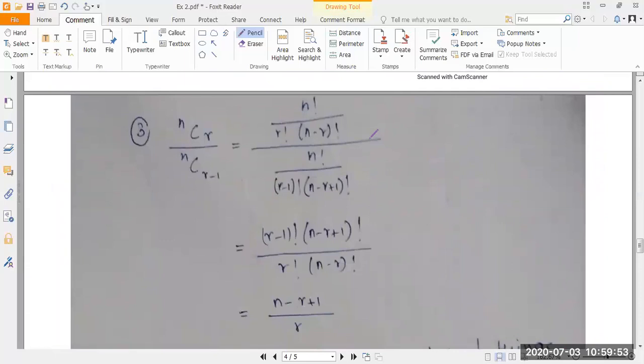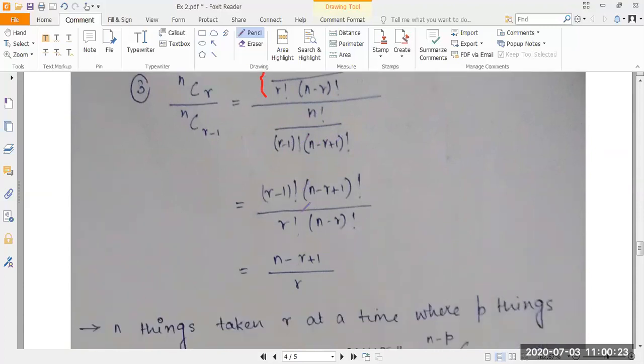So the next expression that we come to is a fairly simpler one compared to the ones that we have done earlier. It's the expression for nCr by nCr-1. So we essentially break the terms nCr and nCr-1 in the ways that we have discussed before. So nCr is n factorial by r factorial into (n-r) factorial. And in the denominator, we break this term, so we have n factorial by (r-1) factorial into (n-r+1) factorial.